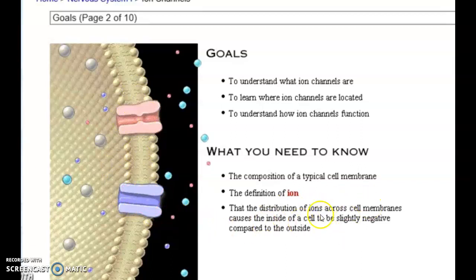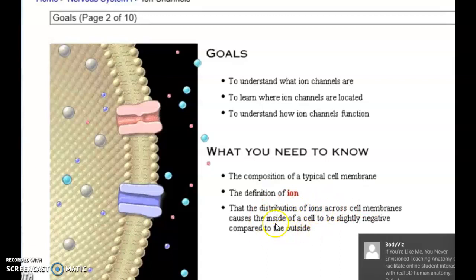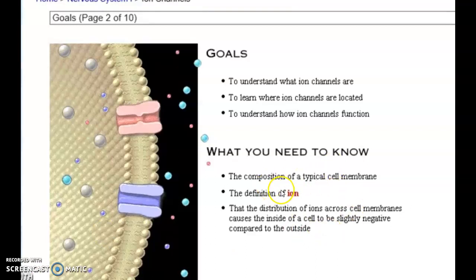Okay, and then notice that something we also tried to establish is the fact that the inside is negative compared to the outside. What we need to understand is where do we typically have our ions distributed? Because even though the inside of the cell is trying to stay neutrally charged, across the membrane there's almost always a difference in the charge, and that creates what we call a membrane potential.